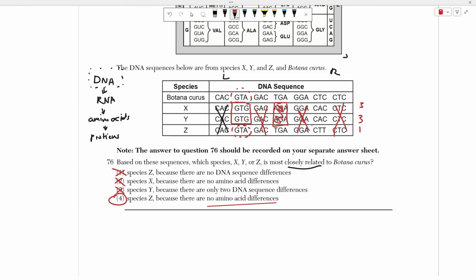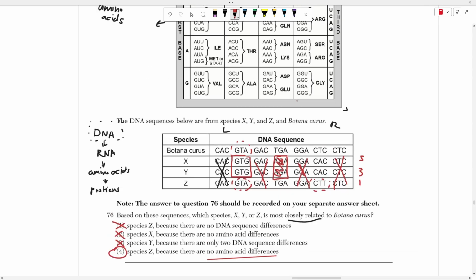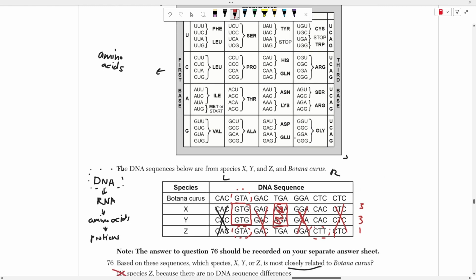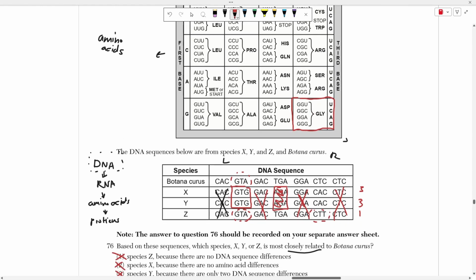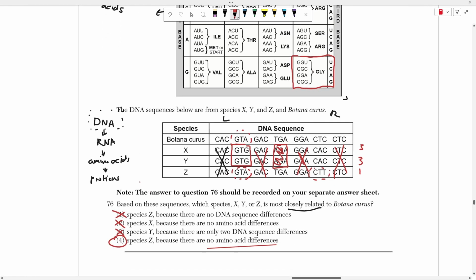So what that means is even though they have a difference in their DNA, the same amino acids can still be produced. And this makes sense because look at, for example, this box of the table, right? You can have GGU, GGC, GGA, and GGG, and they all correspond to that same amino acid. So even if you have some differences in your DNA, you can still produce the same protein, okay? So choice 4 is saying that even though they have this difference, they can still produce the same amino acid.